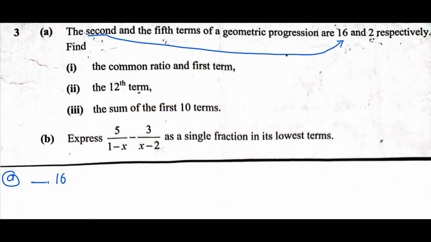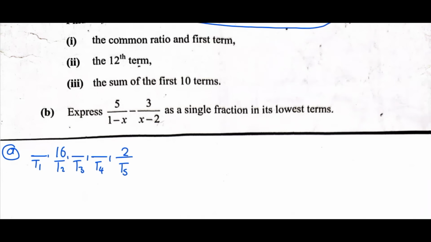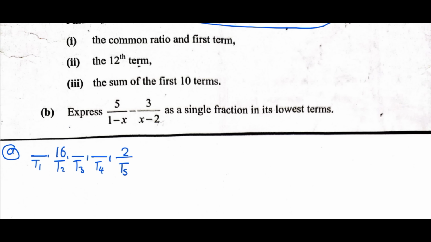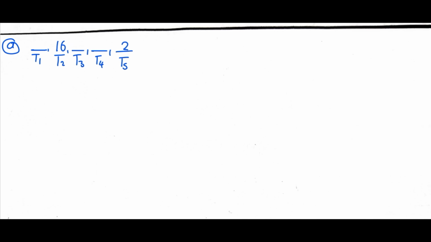Okay, so we have term 1, term number 2. Then third term we don't have, fourth term we don't have also, then fifth term we have it. Our fifth term will be 2. So this is our fifth term. Now how can we solve for common ratio and first term? So we are going to first begin by finding the common ratio.